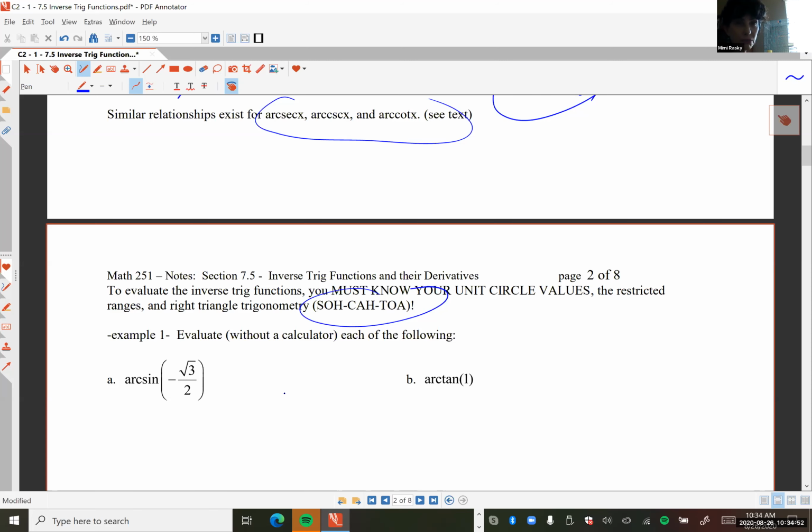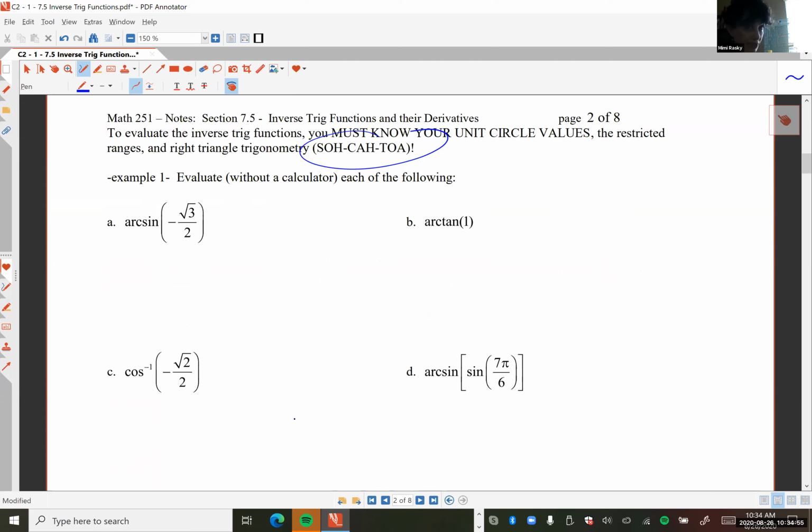Otherwise, no credit. So it's not that hard. So how do you get this without a calculator? What is this saying in English?